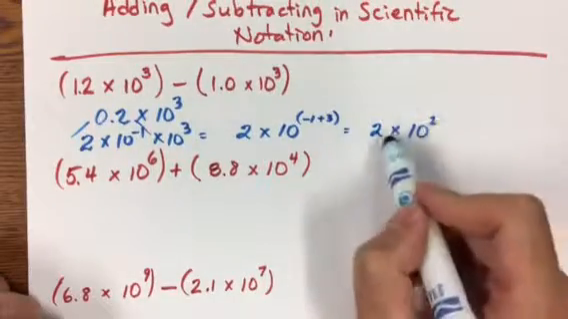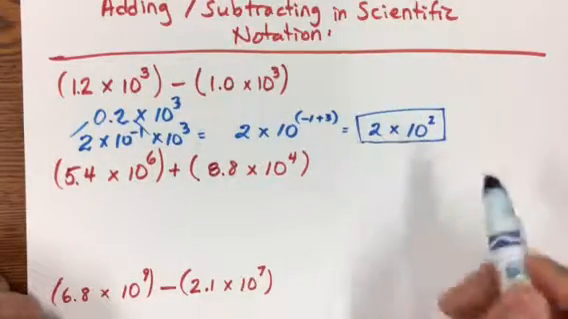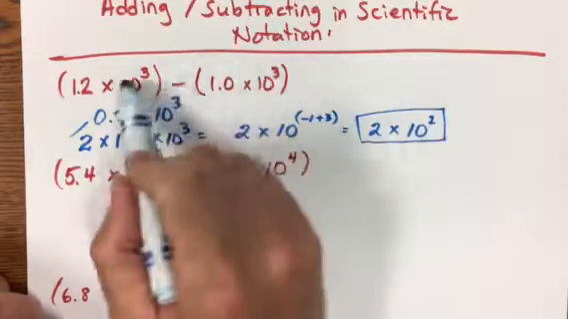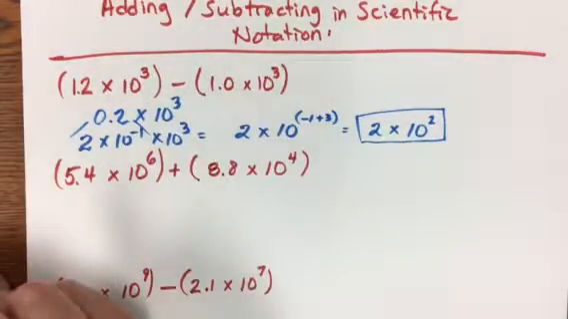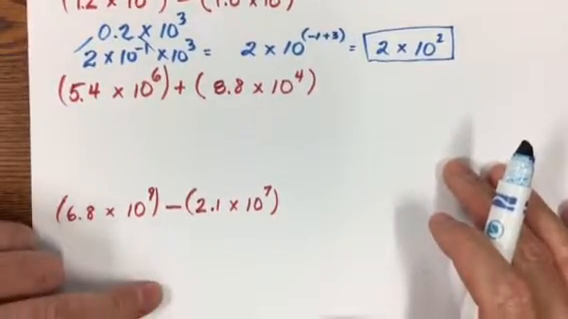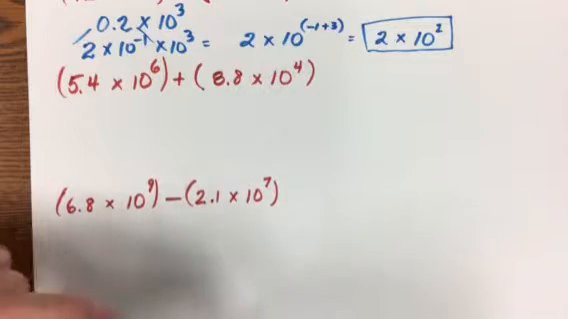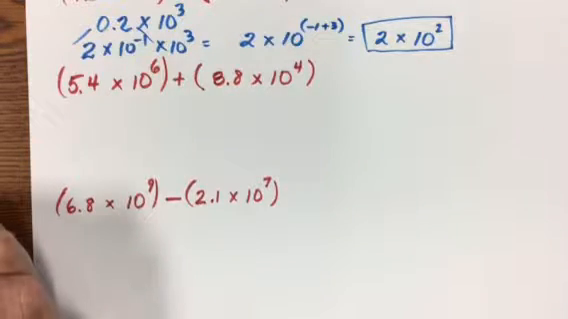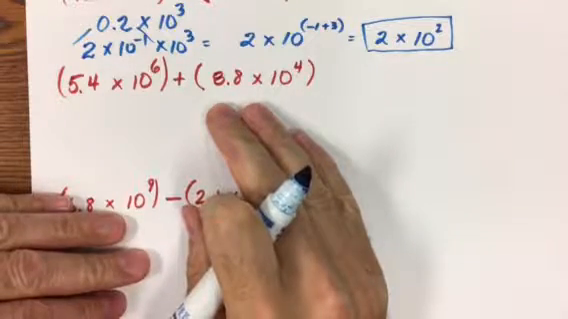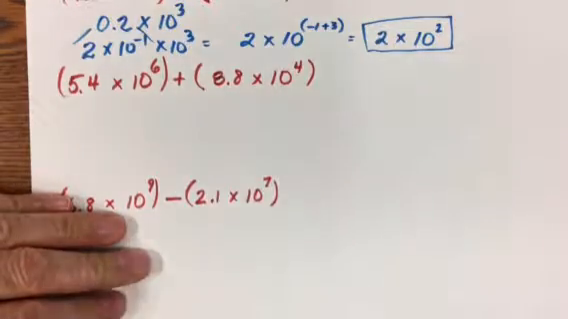Okay? So that's one problem worked, and that one was relatively simple because the powers of 10 were already a match for each other. Down here, the powers of 10 are not already a match for each other. So, as I've suggested before, it might be a good time for you to pause the video, figure out how you would work this out, and then play the video and see how I do it.